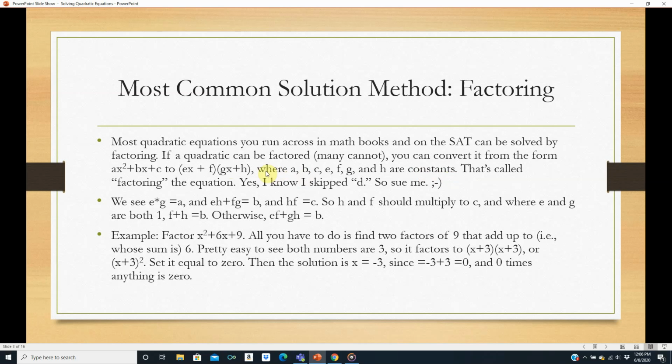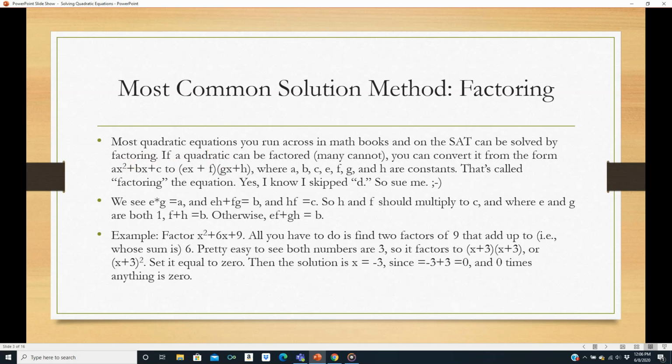Alright, so we can see from FOIL, first, outer, inner, last, probably how most of you learned how to multiply binomials. I know some of you learned the super diamond method. I'm going to use FOIL because I'm the most familiar with that. We can see that e times g is equal to a. Why? Because e times g gives you ax squared, so e times g is equal to a.